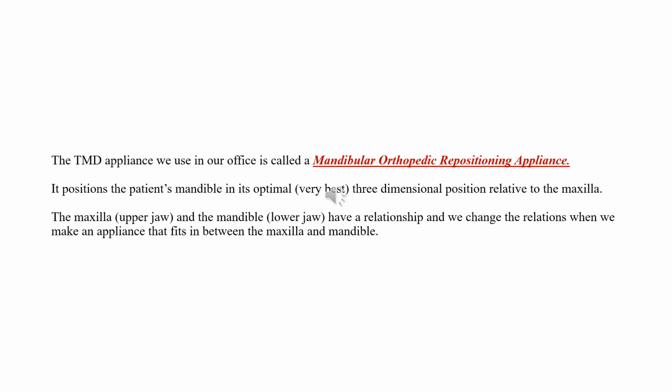Relative meaning relations. The maxilla, the upper jaw, and the mandible, the lower jaw, have a relationship. And we change the relations when we make an appliance that fits in between the maxilla and mandible. We are preventing the maxilla and mandible from coupling together, biting together, because we put something in between them. And so we are changing how the upper jaw and the lower jaw are positioned relative to one another.